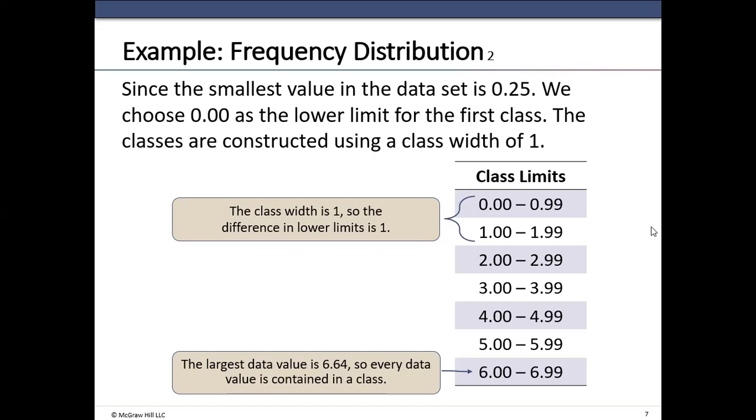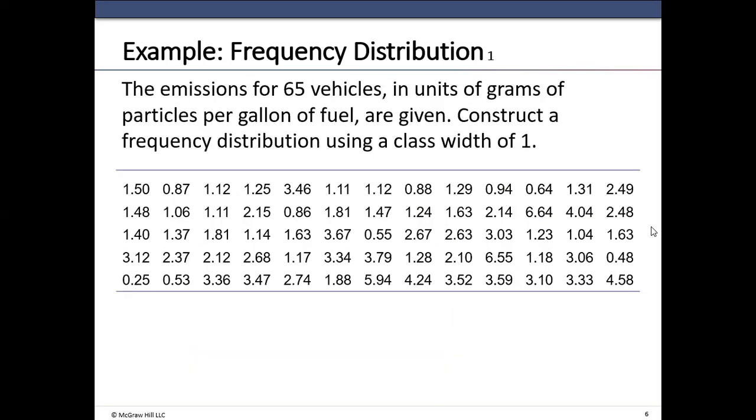Then 1 plus 1 is 2 and so forth. 2 plus 1 is 3, 3 plus 1 is 4. These are the lower class limits or the left class limits of each class. Now, how do you construct the right class limit of each class? You know the lower class limit of the first class is 0, and the lower class limit of the second class is 1. Also, we notice that the data set is in two places of decimal.